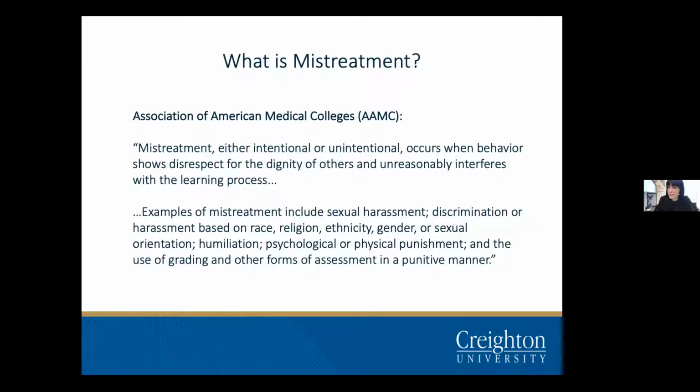Sexual harassment, obviously. Discrimination, harassment based on race, religion, ethnicity, gender, sexual orientation, humiliation. Psychological or physical punishment, I hope we would consider that mistreatment.